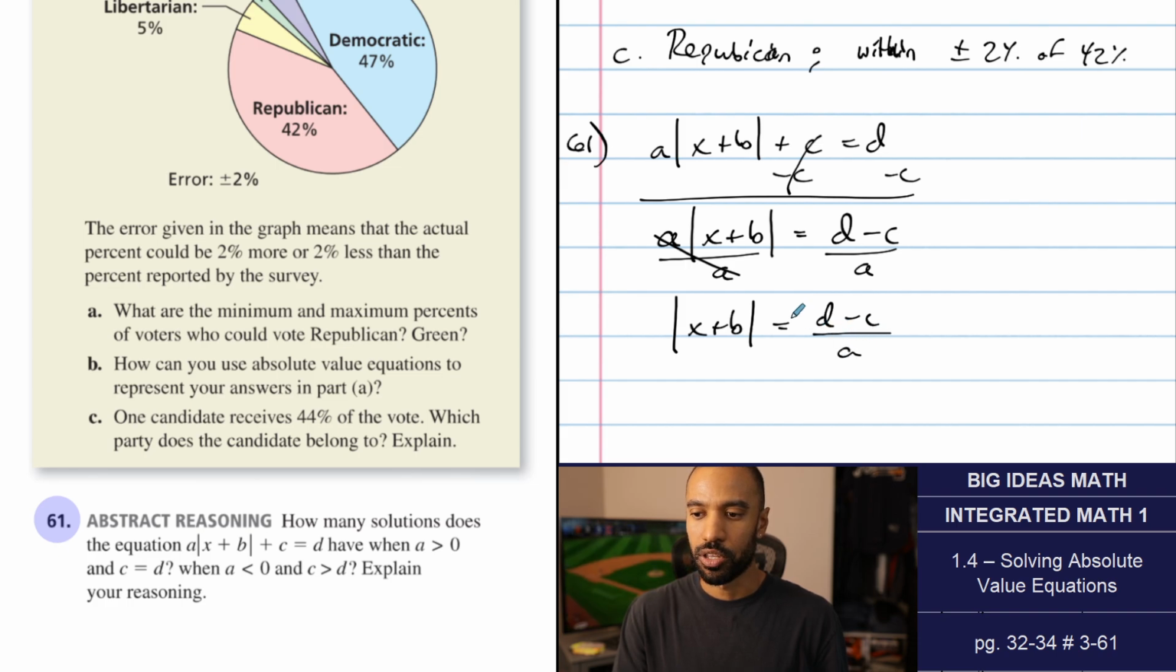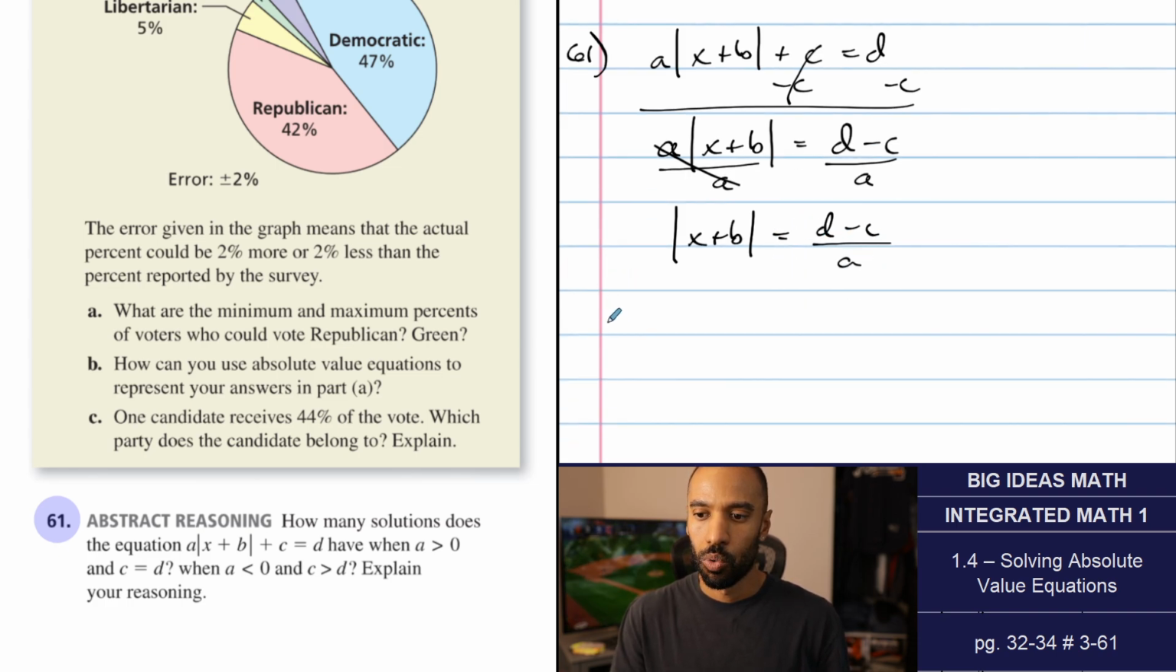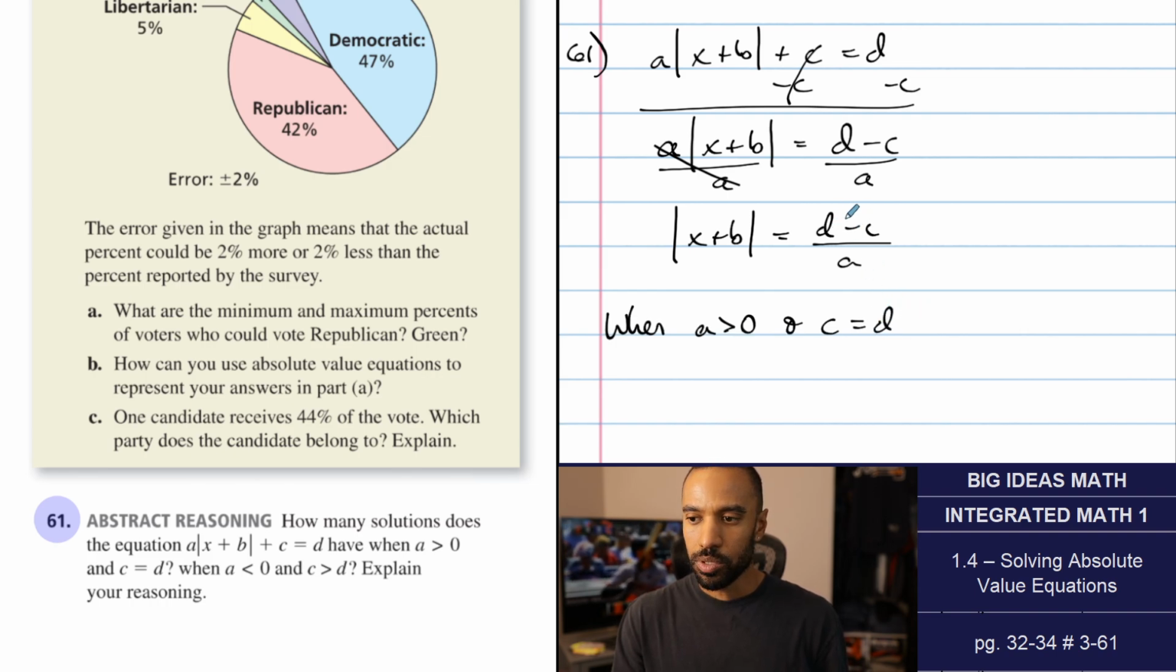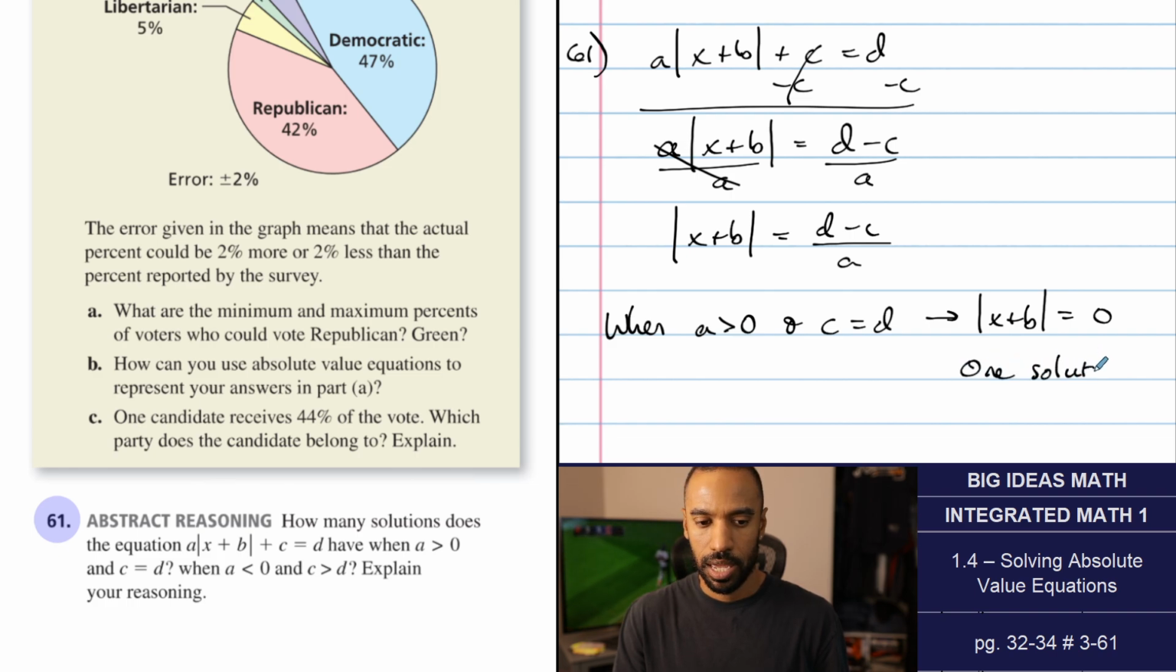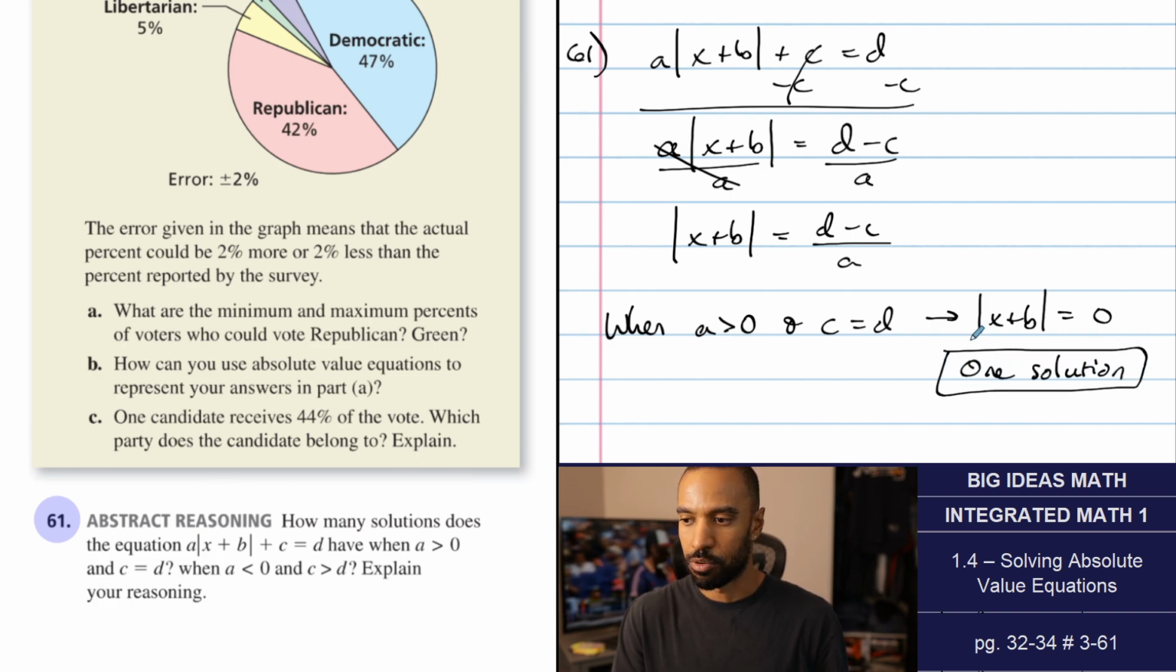Now, let's consider the two scenarios. How about when a is greater than 0, that's a positive number, and c equals d? If c equals d, the top will become 0. It would be absolute value of x plus b equals 0 over a, doesn't matter if a is positive or negative, it would equal 0. This would have one solution. It says explain. I'm showing you exactly based on that. d minus c equals 0.